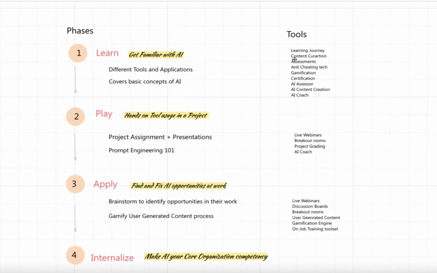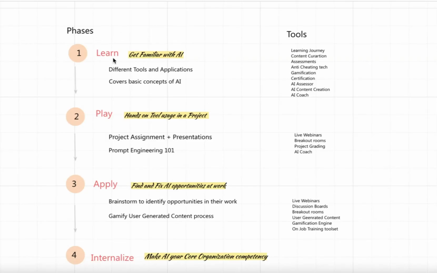For example, ability to create and curate content with the help of AI, creating assessments, providing anti-cheating technology, a gamification engine to increase engagement and using contests and competitions in this phase. Then certification. Also, we can use AI assessors to do deeper understanding checks of the participants. And then we can also use an AI coach, which could be the friend on the side for all the participants who can keep helping them remember key concepts and ideas to do better at the assessments.